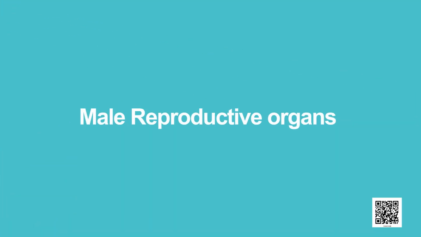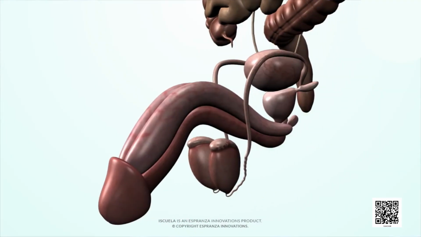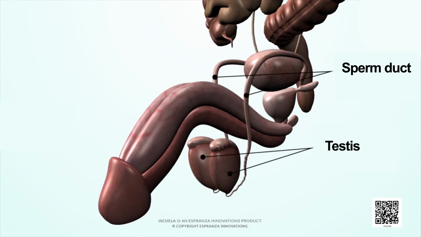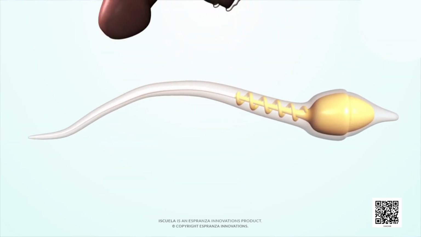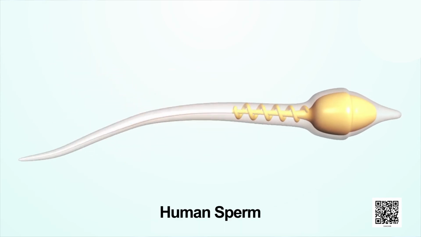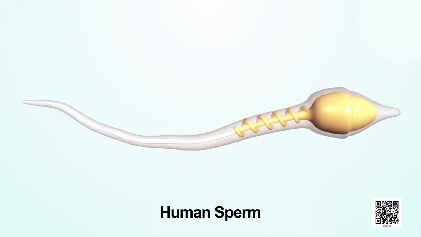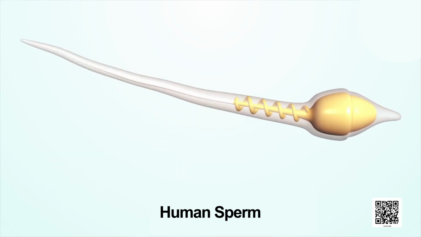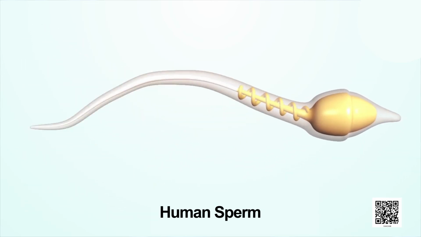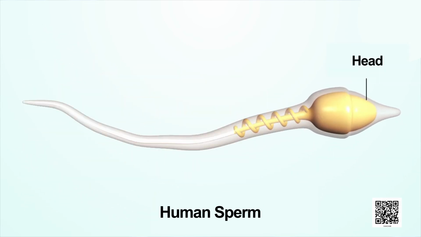Male reproductive organs. The male reproductive organs include a pair of testes, two sperm ducts and a penis. The testes produce the male gametes called sperms. Millions of sperms are produced by the testes. Those sperms are very small in size. Each has a head, a middle piece and a tail.